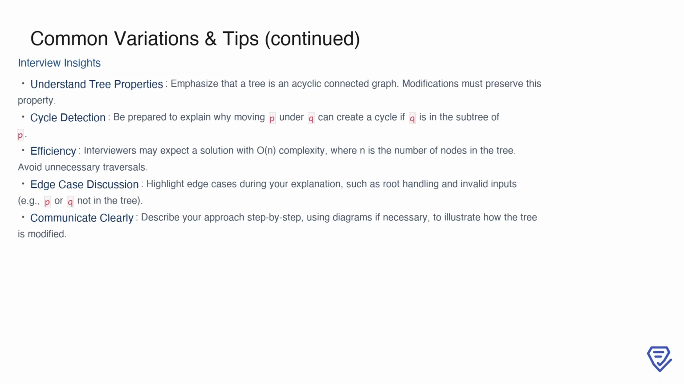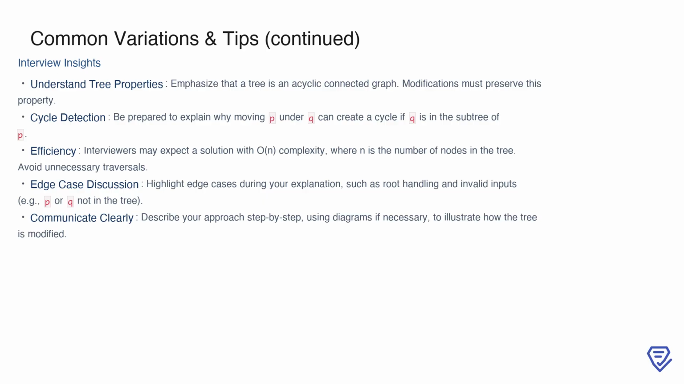Understanding key insights about trees is crucial for success in this problem, especially in an interview setting. A tree is an acyclic connected graph, and any modification must preserve this property. For instance, moving P under Q can accidentally introduce a cycle if Q is already part of the subtree rooted at P, so you need to explain how you detect and prevent this.